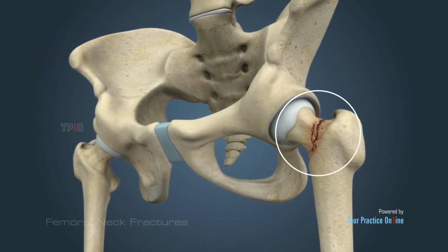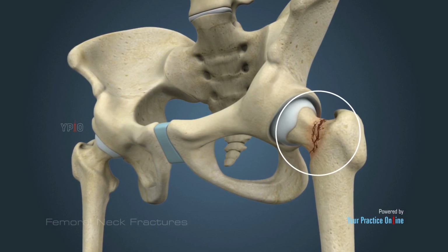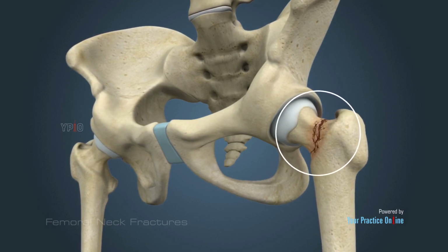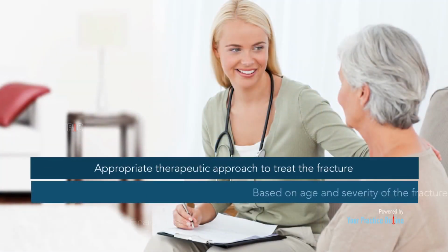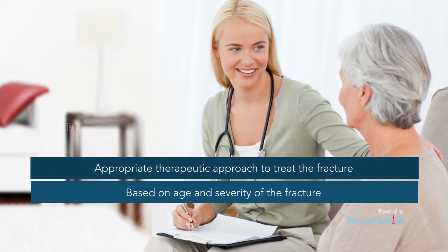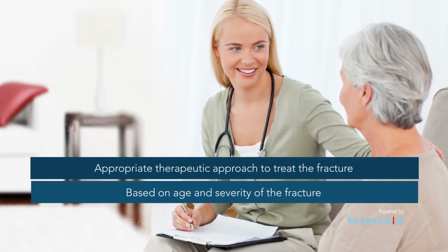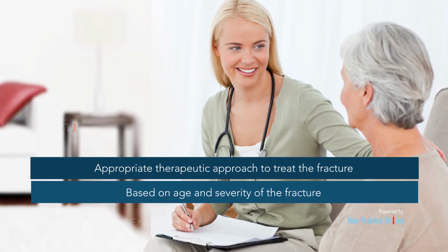Femoral neck fracture occurs in the hip region below the ball and socket joint. Your doctor will suggest an appropriate therapeutic approach to treat the fracture based on your age and the severity of the fracture.